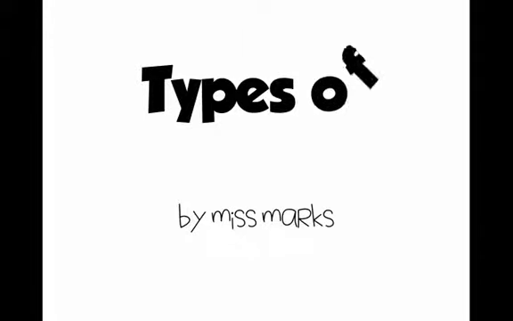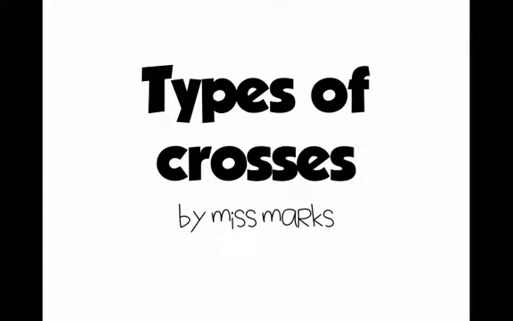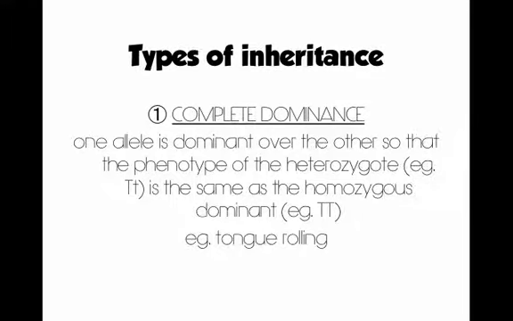Guys, tonight's little podcast is going to be about types of crosses, so looking at monohybrid and dihybrid crosses, what ratio means, and also looking at linked genes. So first of all, we should go through the types of inheritance. The first type of inheritance that we learnt was complete dominance.